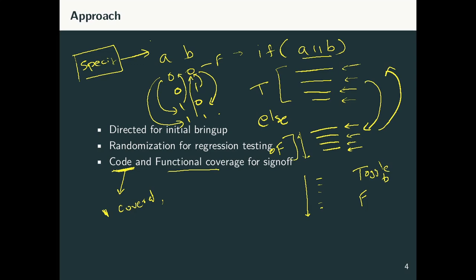And once we have this set of coverage values, that is code, branch, and toggle, then we are more or less assured that we have covered our code. That is, we have verified whatever was written.